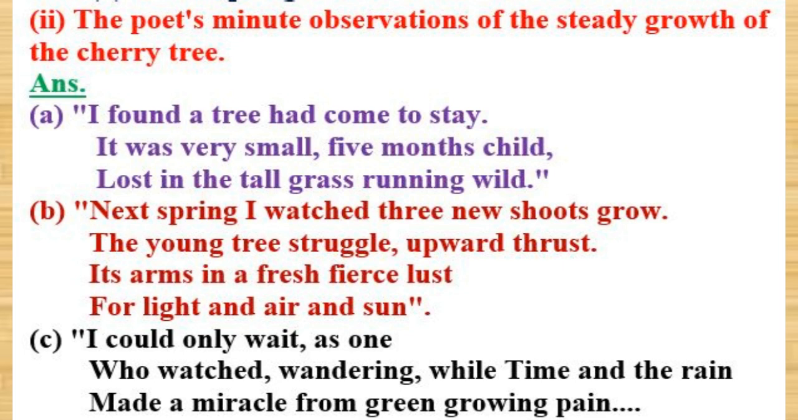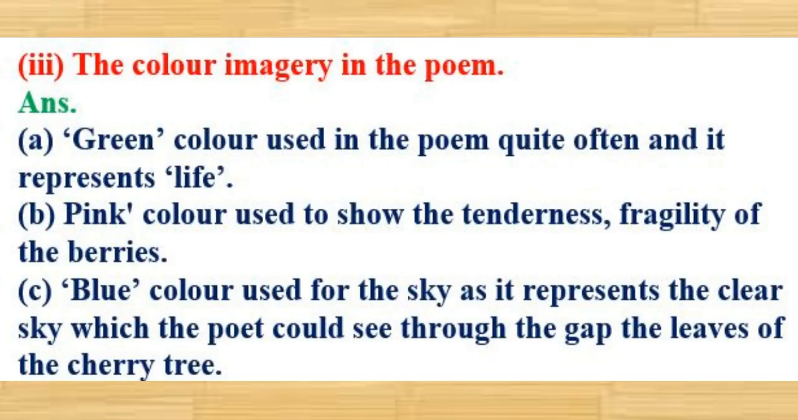Answer A, I found a tree had come to stay. It was very small, 5 months child, lost in the tall grass running wild. B, next spring I watched 3 new shoots grow. The young tree struggled upward, thrust its arms in a fresh fire's lust for light and air and sun. C, I could only wait as one who watched, wondering, while time and the rain made a miracle from green growing pain. Next sentence. The color image in the poem.